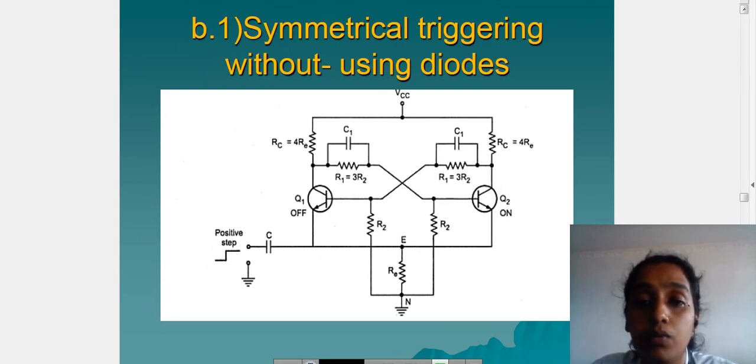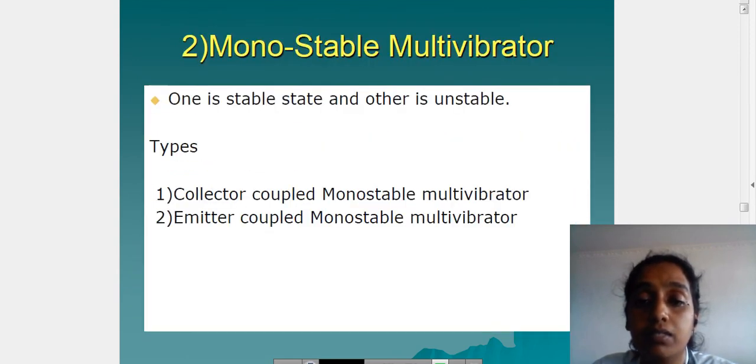So these are some of the triggering methods for the bistable multivibrator.